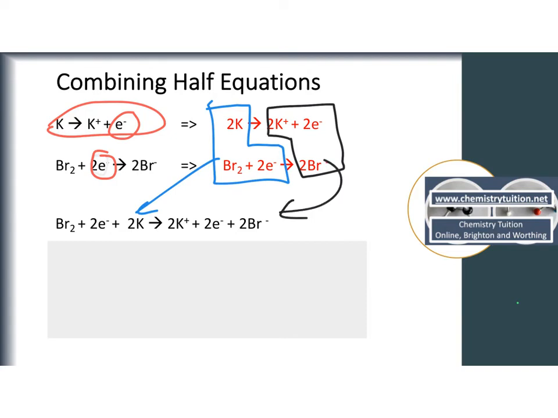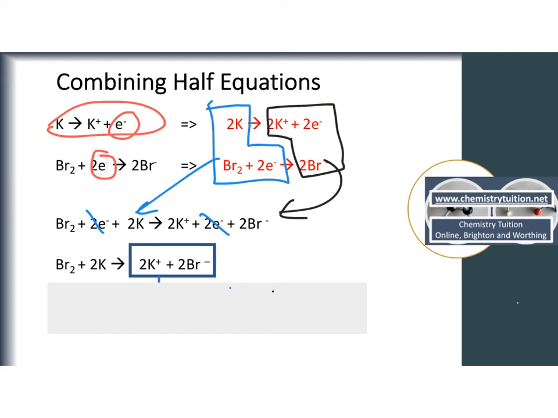And now you can see hopefully that I can start cancelling the electrons, because I've got 2 electrons on the left hand side, and also 2 electrons on the right hand side. So if I do that, I will end up with an equation which now does not contain any electrons, which is good because we don't have electrons in our balanced symbol equations. But of course my 2K plus and 2Br minus ions can be combined to just give me 2KBr. And that's the equation that we would be more familiar with.